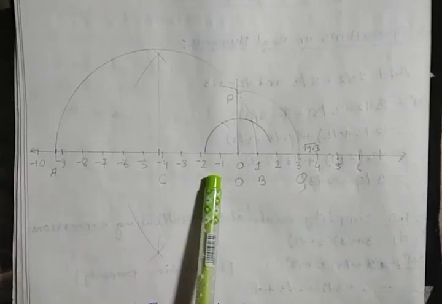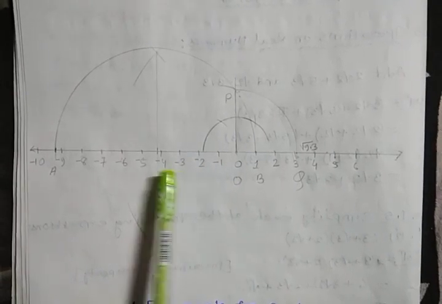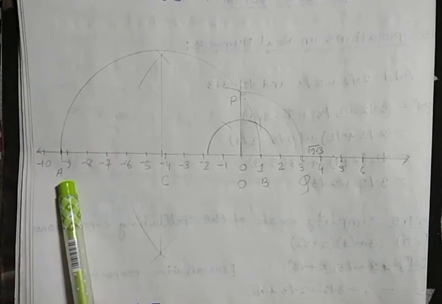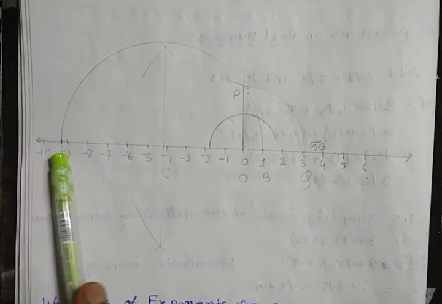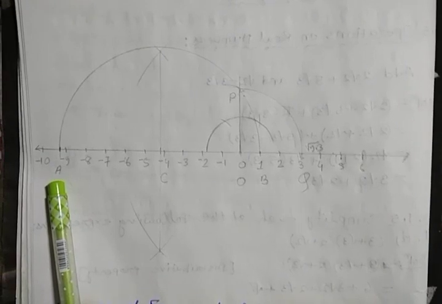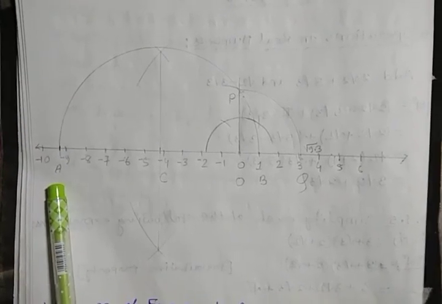So from 0 to -1 is 1 unit, -2 is 2 units, -3, -4, -5, -6, -7, -8, -9, and then -9.3. So here will be -9.3. We'll give the point a name: the point will be A.